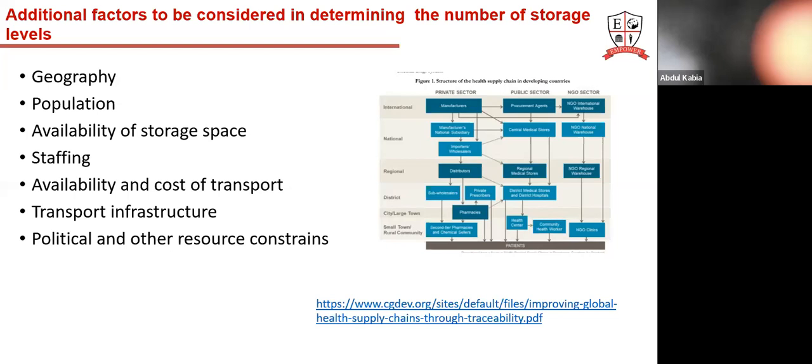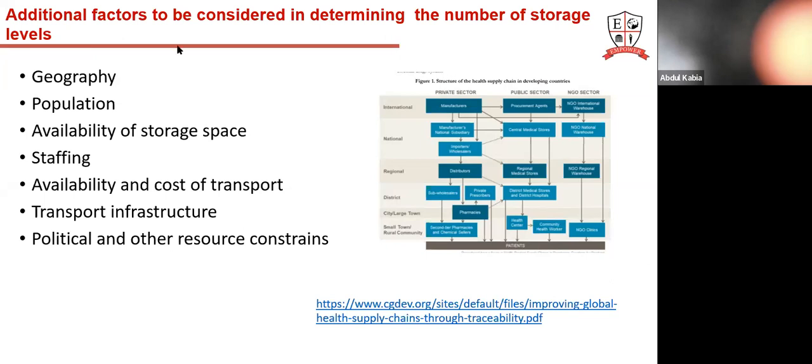You need to consider the storage level. One of the factors is geography, whether a 4-tier system or a 2-tier system. You need to study geography. Look at the population density. How many people are living in this place?